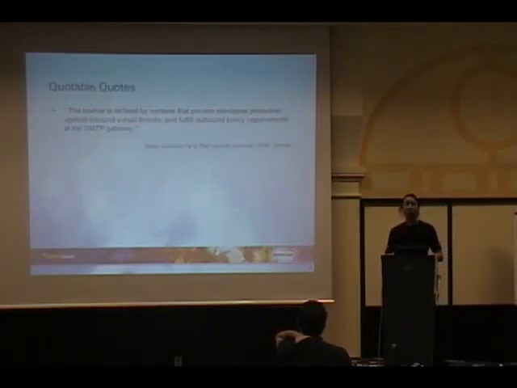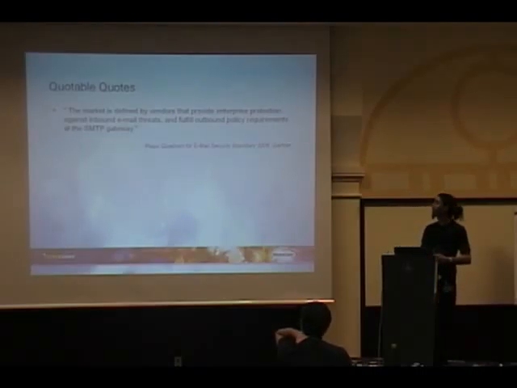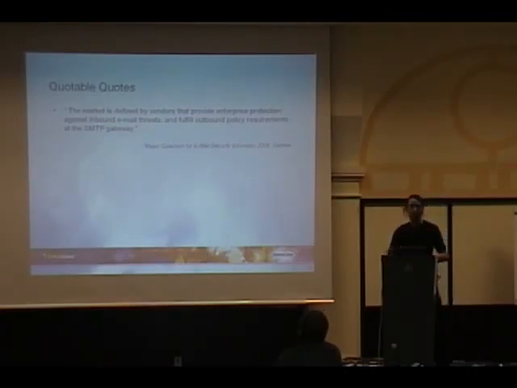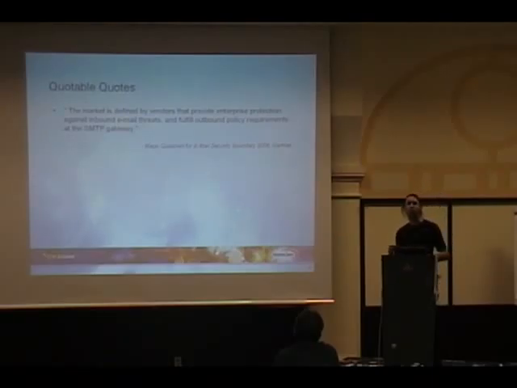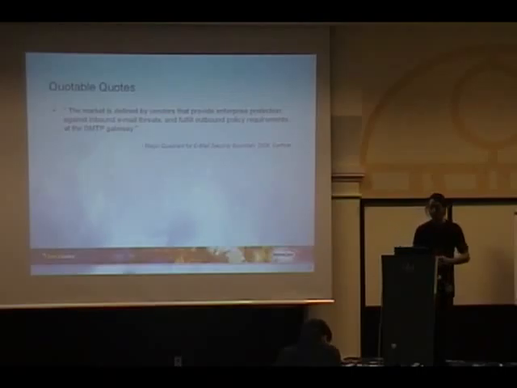A quotable quote from this paper that I particularly like. "The market is defined by vendors that provide enterprise protection against inbound email threats and fulfill outbound policy requirements at the SMTP gateway." That's a quote out of their report for that year. I think in quarter 1, 2008, perhaps they're releasing the next version of this paper. They don't just do it for email security products, they do it for IDS and disk encryption and lots of different products.